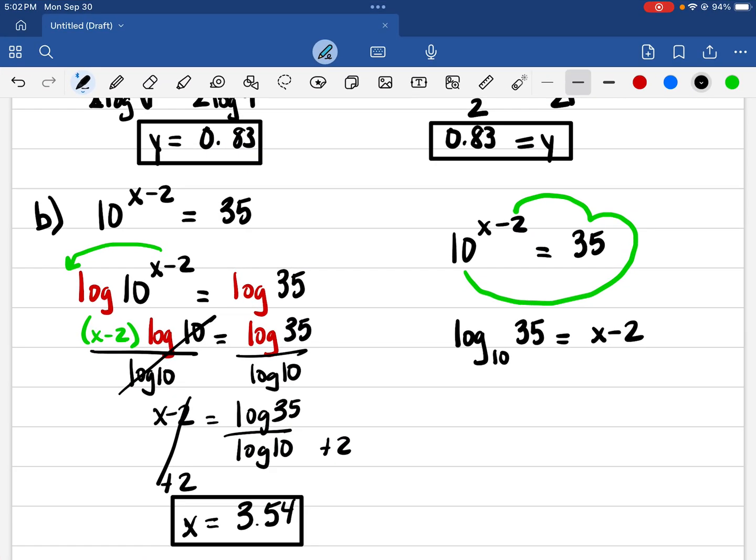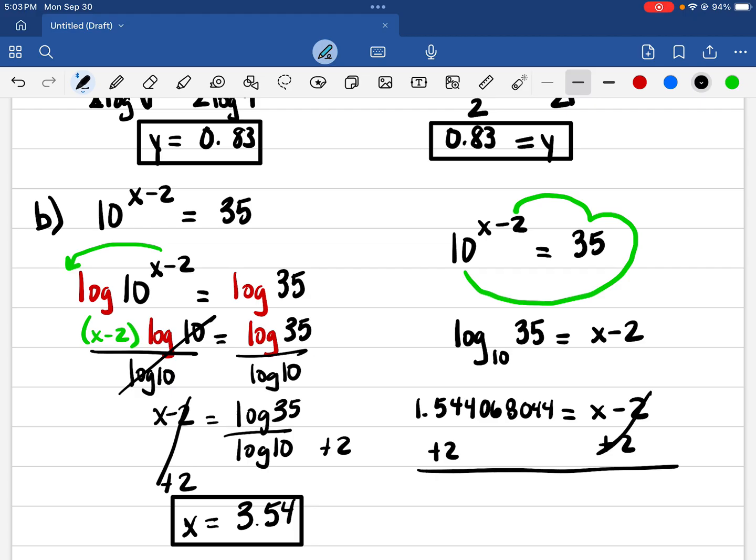And so if I hadn't rounded it, I would have kept all those decimals, 1.5440680044, and then I would go plus 2 on both sides. And again, we get the same answer, 3.54. All right, so again, showing you both ways. You make the decision on what you like best, whether you like taking the log of both sides or whether you like doing Loggy Froggy.